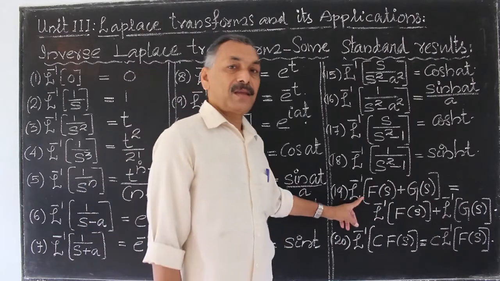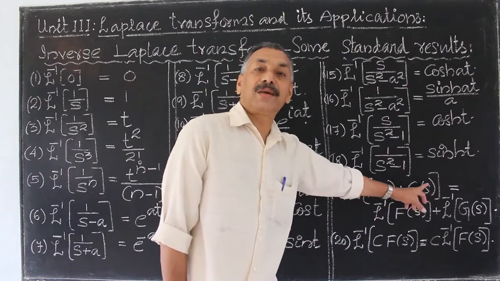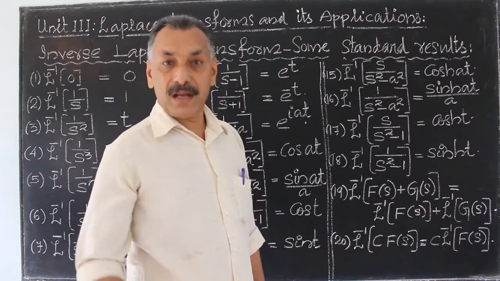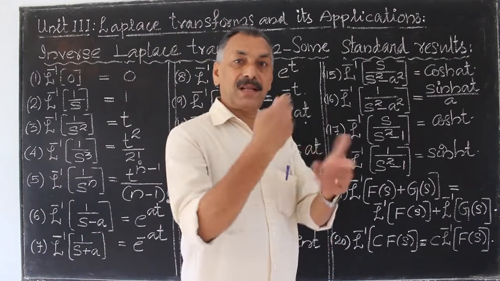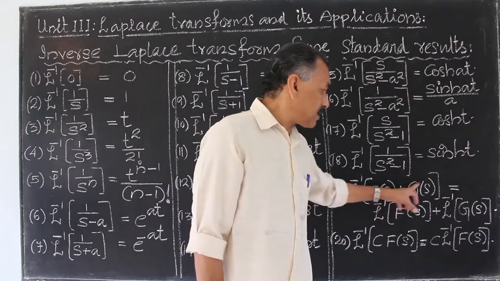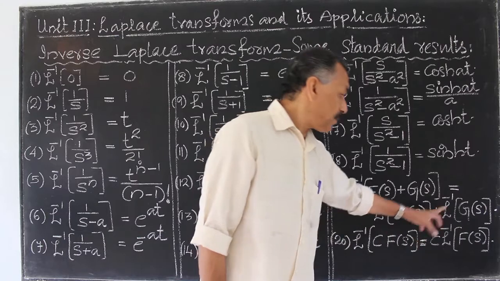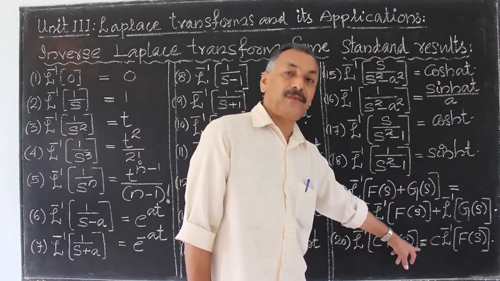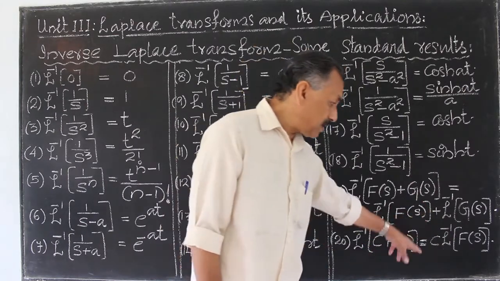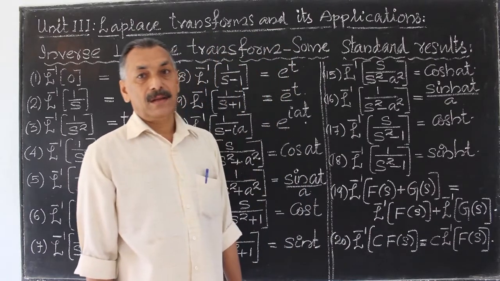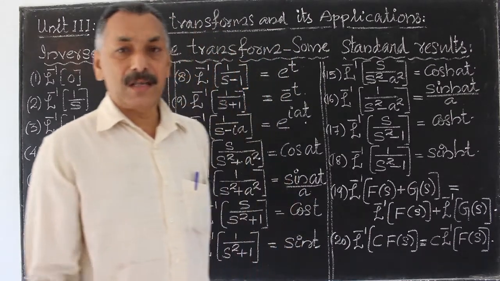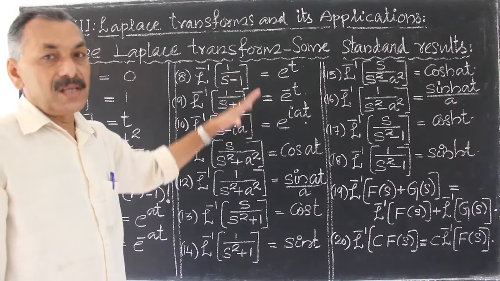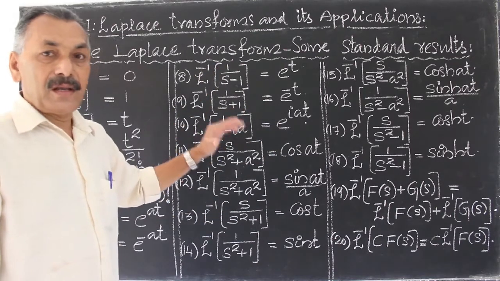Second, the Laplace transform of a sum of two functions: L of f of t plus g of t is equal to L of f of t plus L of g of t. Similarly, for the inverse, L inverse of F of s plus G of s is equal to L inverse F of s plus L inverse G of s. And the Laplace inverse of a constant into F of s: we can take the constant outside, that is c into L inverse of F of s. We must be familiar with these inverse Laplace transform results. Therefore, save it.